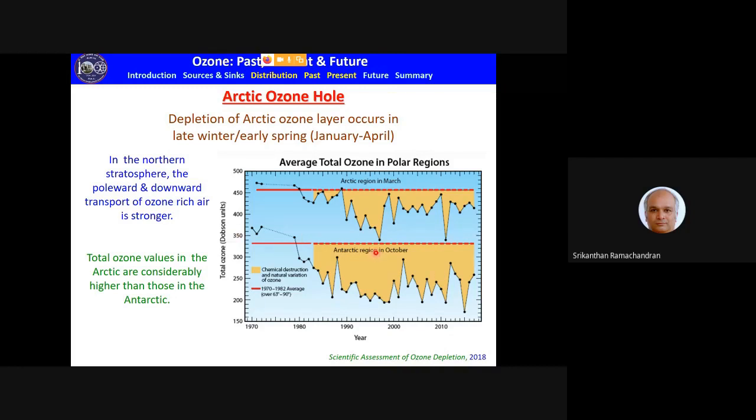If you look at the average levels of ozone in the Arctic, it is on the order of about 450 Dobson units, while over the Antarctic, this is less than 350 Dobson units. So this is the depletion that we saw before, that from 350 it has gone all the way down to 150 or so now over the Antarctic, while here it is on the order of about 400 Dobson units. So the decrease is not that much, as we also saw before in the previous transparency.